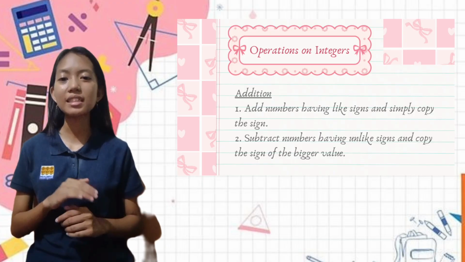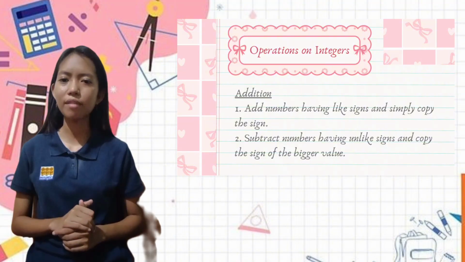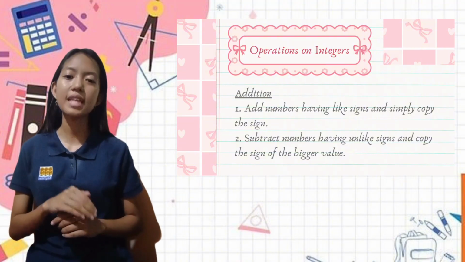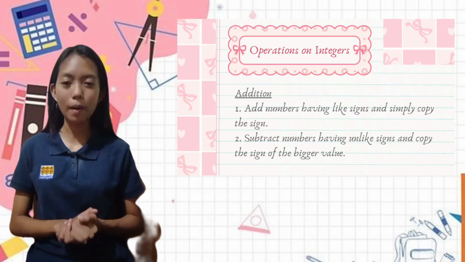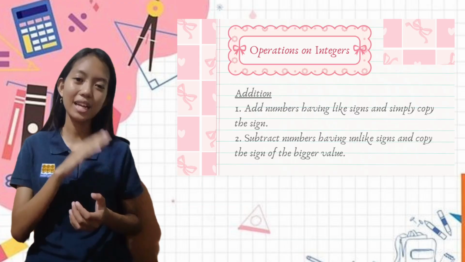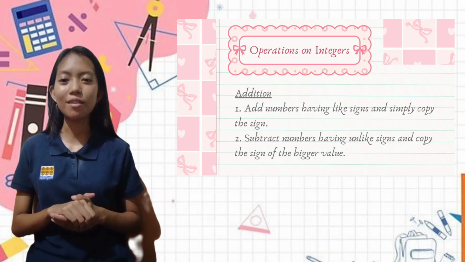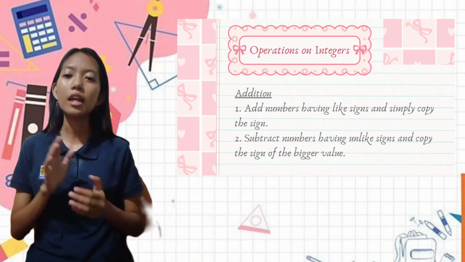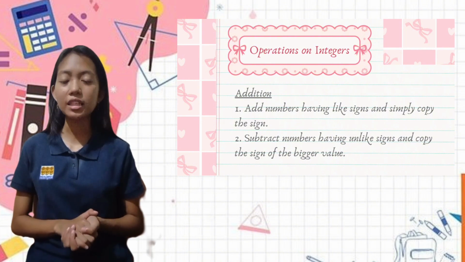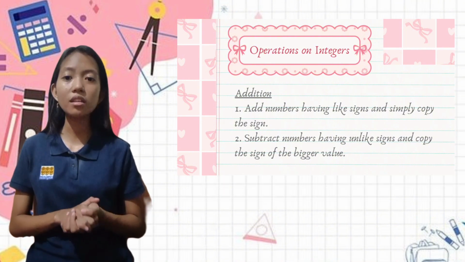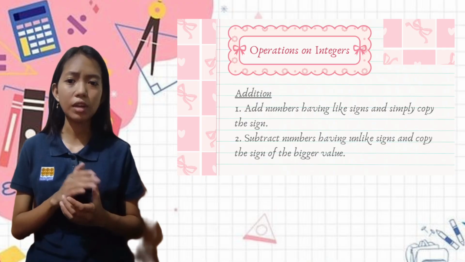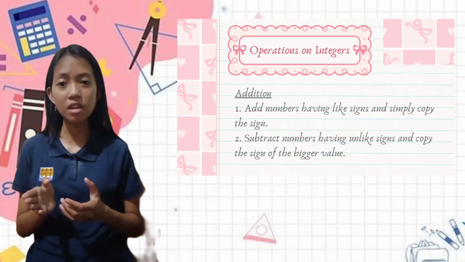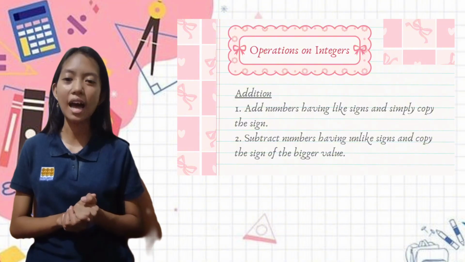When adding like sign integers, we simply add the values or the numbers and copy the sign. So basically, positive plus positive is always equal to positive, while negative plus negative is always equal to negative. Meanwhile, for unlike sign integers, instead of adding the values, we subtract them and copy the sign of the bigger number. So, positive plus negative can be equivalent to positive or negative depending on which number is higher.